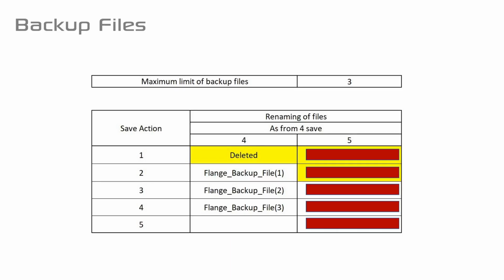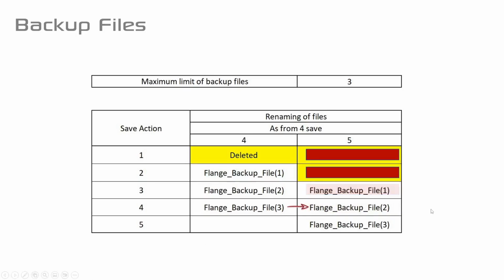The fifth save will bring the backup file to rename it, to overwrite the previous one as its name, and then we have the second index for the fourth one and the first index for the third one, and the first two are deleted, and so on.